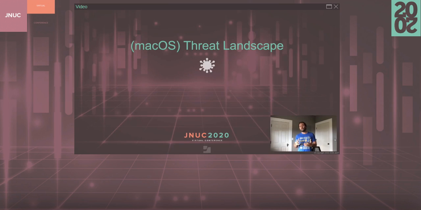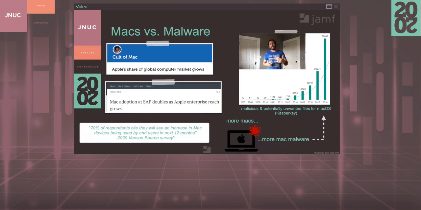So let's start by briefly discussing the current macOS threat landscape. As noted, this will give us a good understanding of the threats facing both Mac users and the enterprise, and highlight what we're up against as defenders of macOS. First, an observation. As Macs become more prevalent, more popular, especially in the enterprise, unfortunately, so do attacks and malware targeting macOS. I mean, this is fairly obvious. Hackers are incredibly opportunistic. So as Apple's global computer market share grows, and as I mentioned, Macs push more into the enterprise, hackers have taken note.